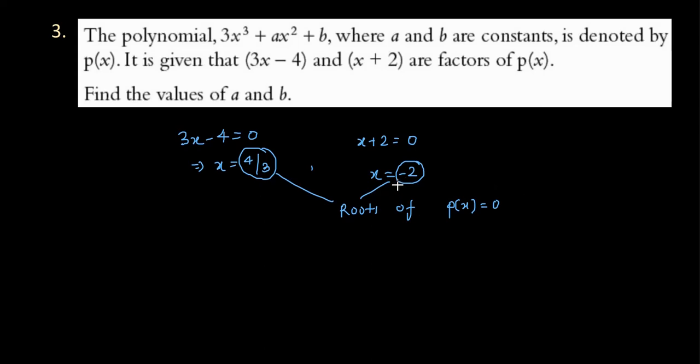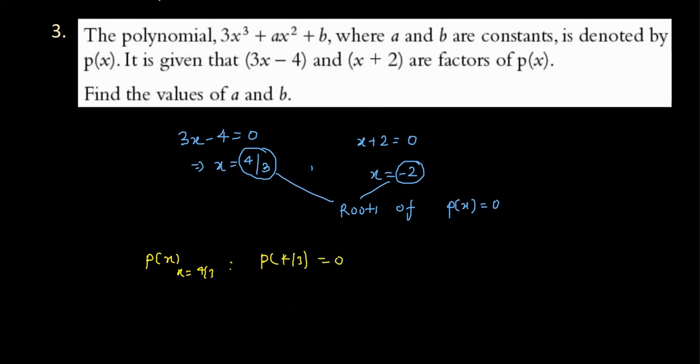And since there are two unknowns in the equation, a and b, which we have to find out, that means we need two conditions. Two variables, two conditions we need at least to find out the values of a and b. So let us put x equal to 4 by 3. Basically p(4/3) we are finding out, and this has to be equal to 0, right?